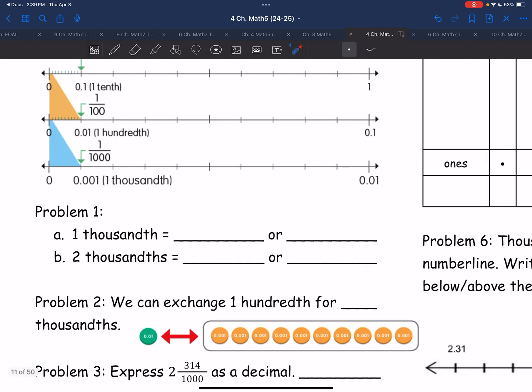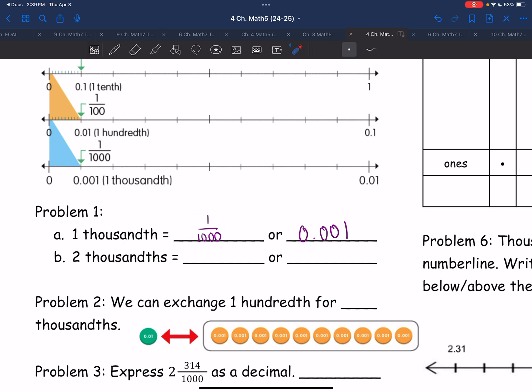All right, so let's take a look at this first problem right here. 1/1000 equals, we're going to write this as both a fraction and a decimal. So as a fraction, it's just 1/1000. As a decimal, it's going to be 0.001. And we can actually read that the same way as we would with a fraction.